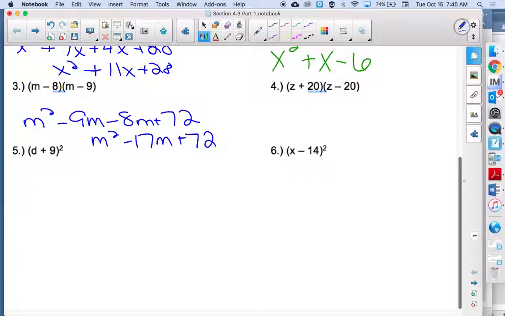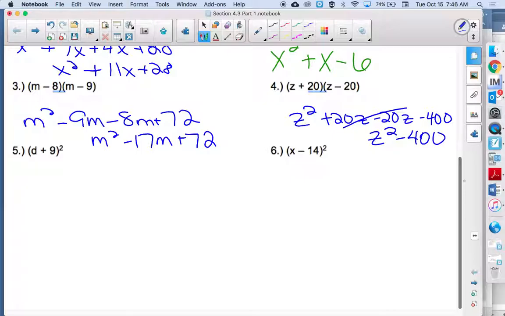JT, how about z plus 20 and z minus 20? Z squared plus 20z minus 20z. Yeah, nice. And what happens with those middle terms? They cancel. So these middle terms are opposites of each other. They cancel. That happens because we have opposite signs, but the same terms in the binomial, just with a plus or a minus. So he said z squared minus 400.